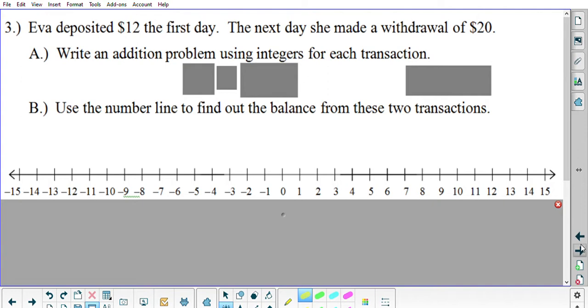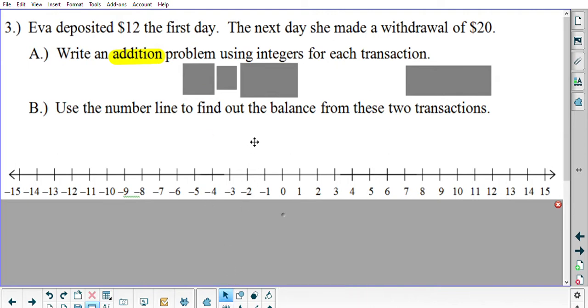All right, so now that I've talked you through numbers 1 and 2, let's see if you can do number 3, part A. Let's just do part A for now. Make sure you can interpret the word problem. Write an addition symbol problem using integers for the transaction that's described. So hit pause real quick on the video, do part A only, do that now.